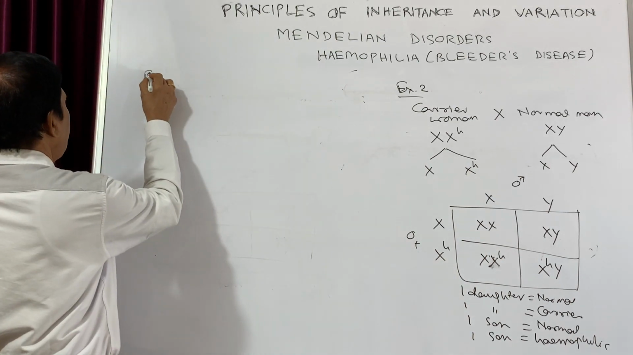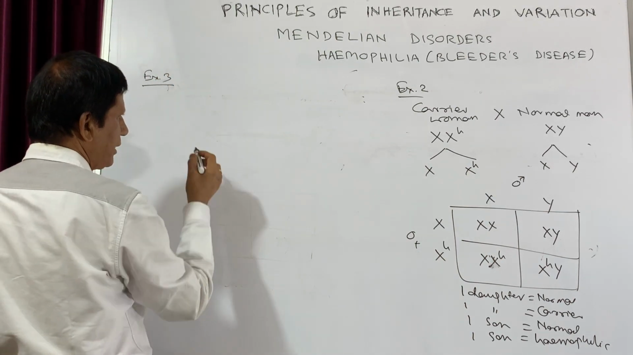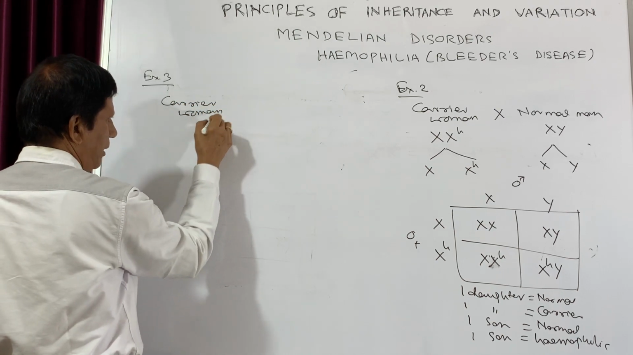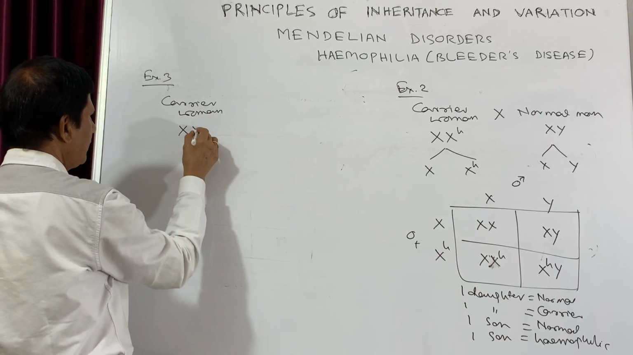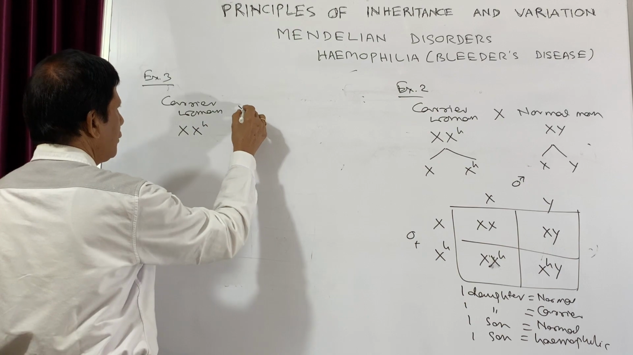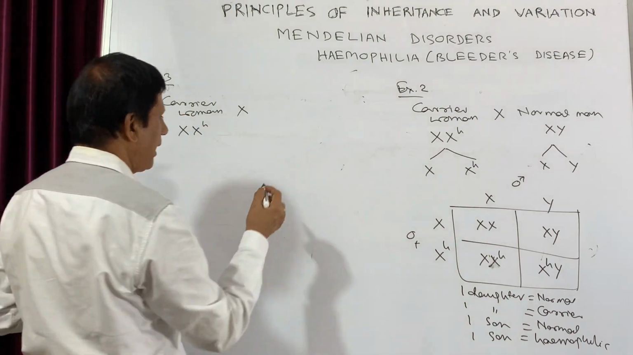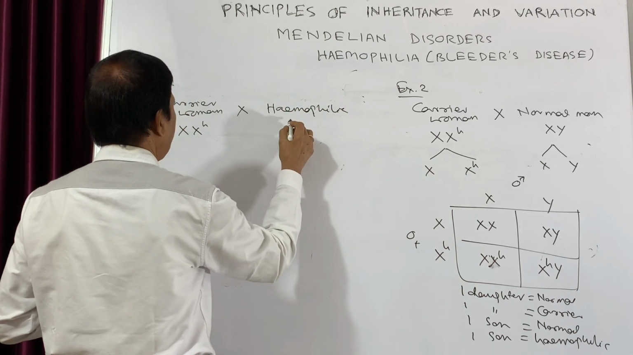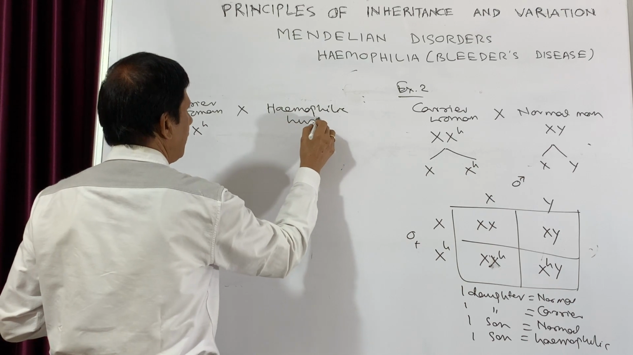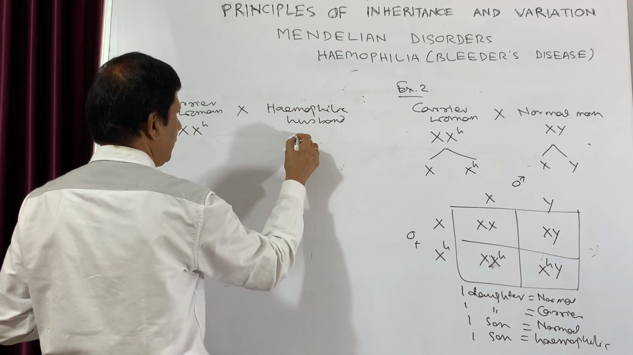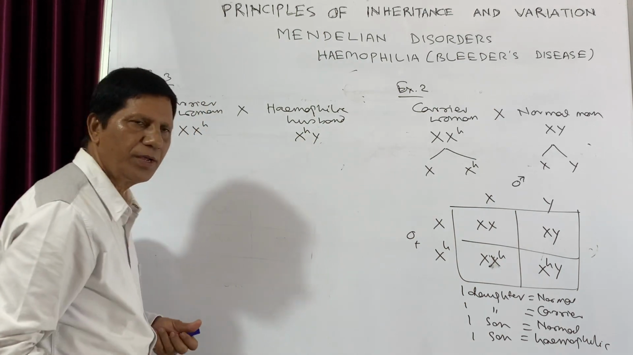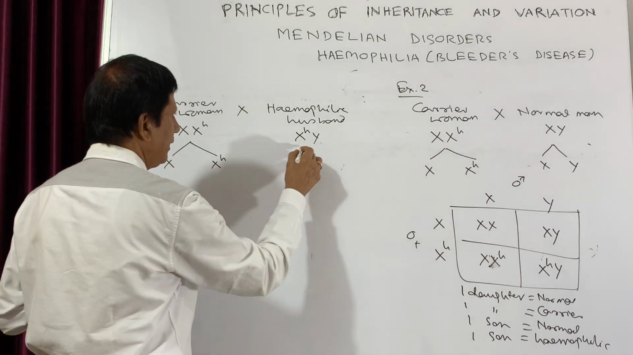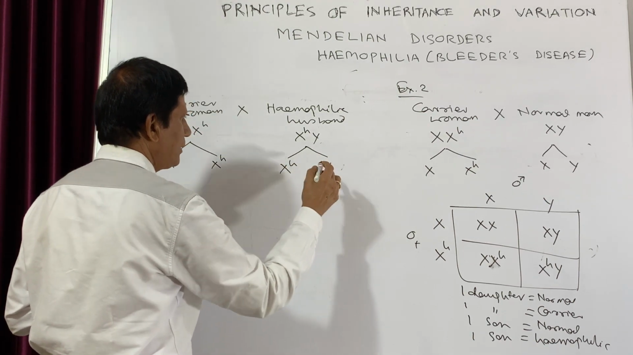Suppose example number 3. Let us take a carrier woman. Carrier woman means XH. And suppose this carrier woman will marry one hemophilic husband. Hemophilic husband means XHY. Now you see, in the female there will be production of two types of eggs, and on this side also there will be production of two types of sperms.